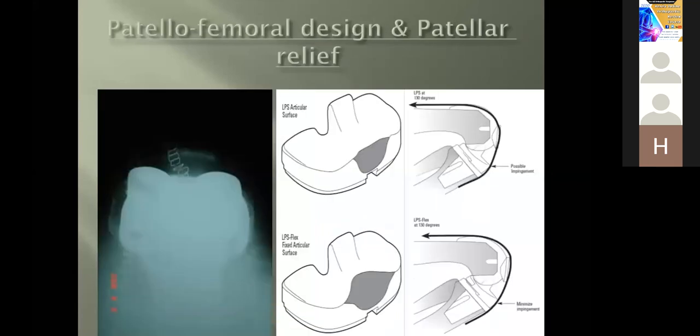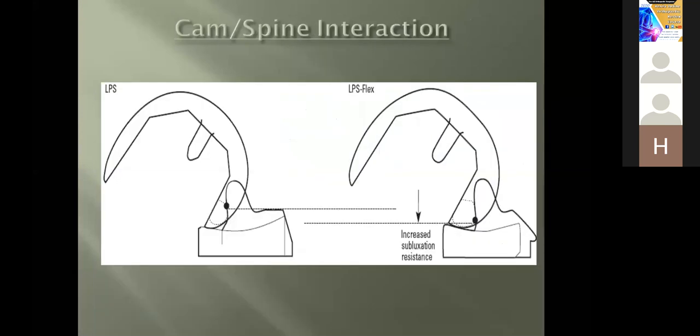Also, there should be modifications in the polyethylene and tibia. This part here is showing the changes between the ordinary polyethylene and the polyethylene of the high flexion design. Again, this is the slide talking about the difference in jump distance and point of contact in high degrees of flexion.